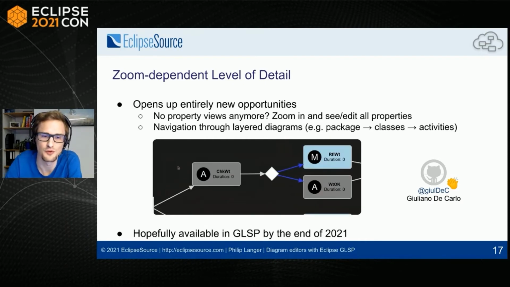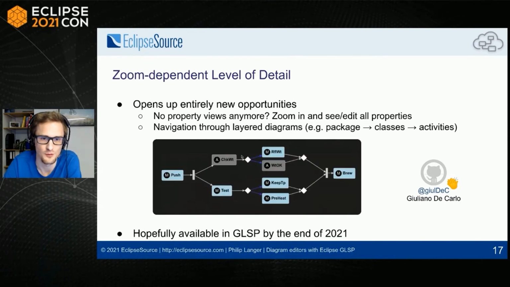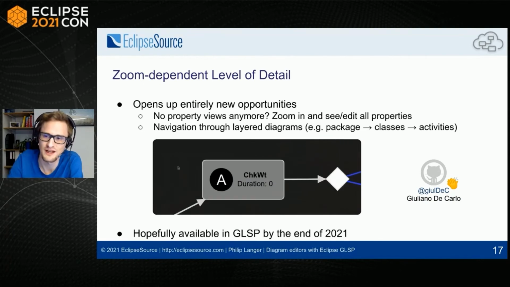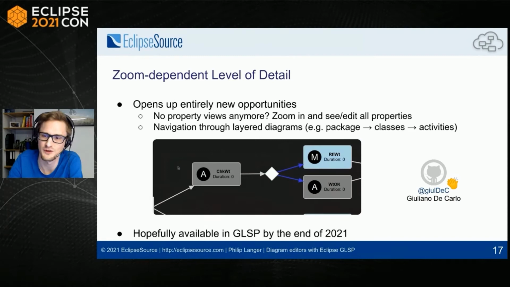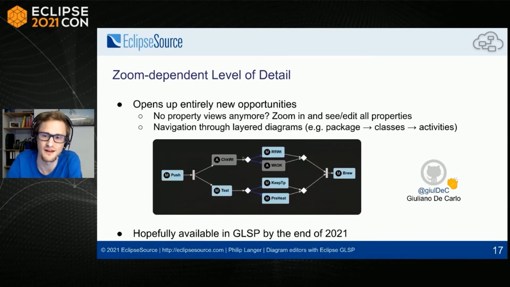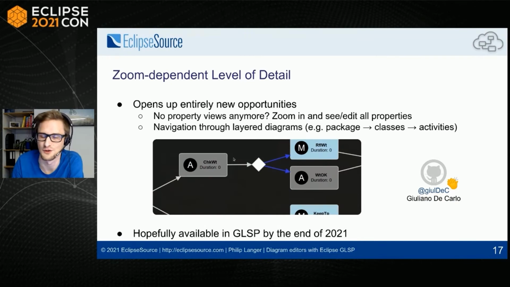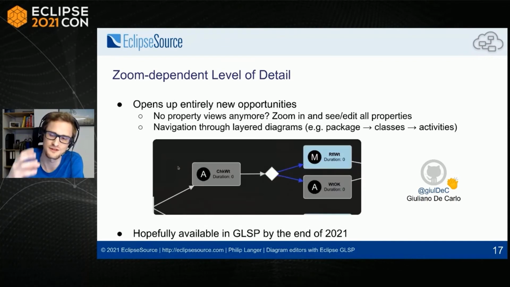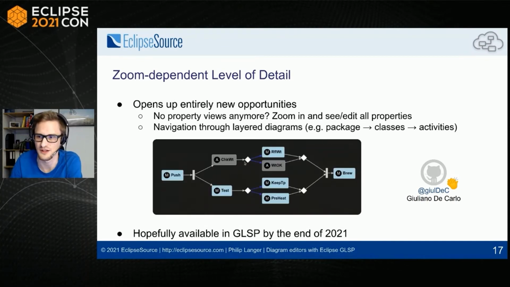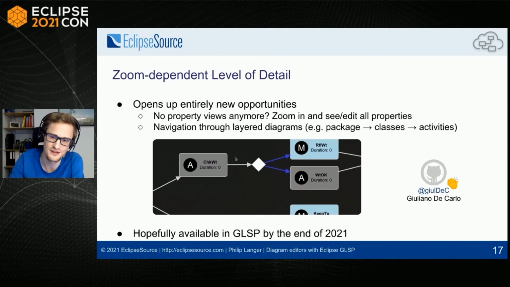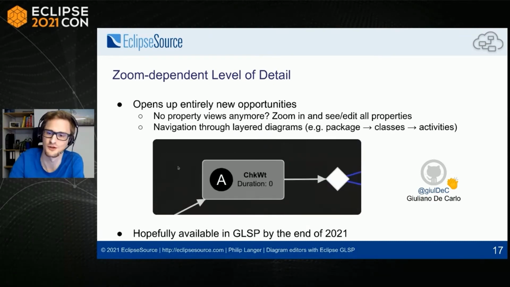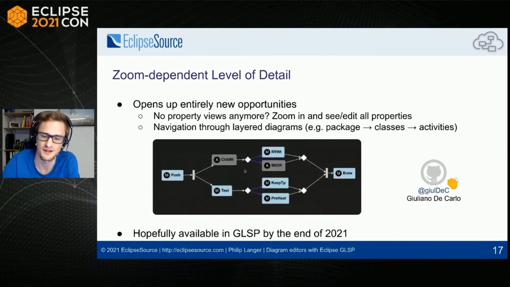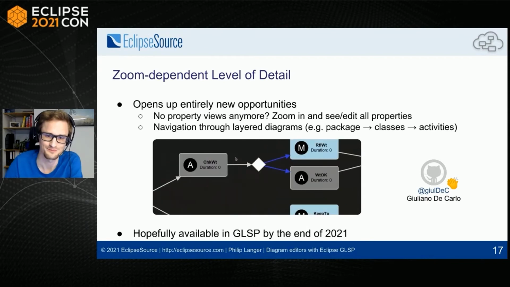For instance, considering property views, they might not even be necessary anymore for such kinds of diagrams, because you can zoom into an element until a point where you see all the properties of this element, and then edit them directly. So there is not even a need to go to a different view. The same can also be applied for layered diagrams, for instance UML package diagrams, which contain classes, which contain activities for method implementations. You can just zoom into those elements and switch context along the way, which is, I think, a really nice idea. And we hope that this will be available by the end of 2021 in GLSP as well.